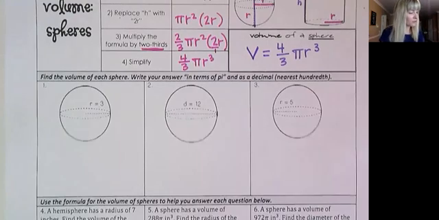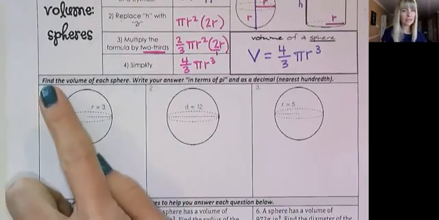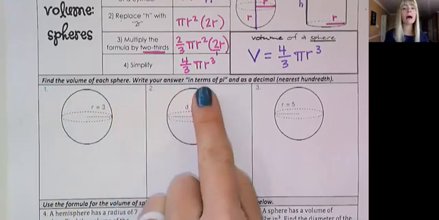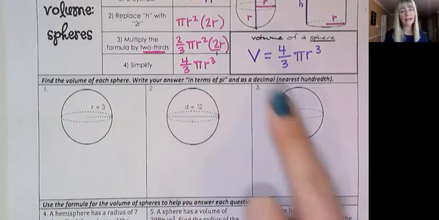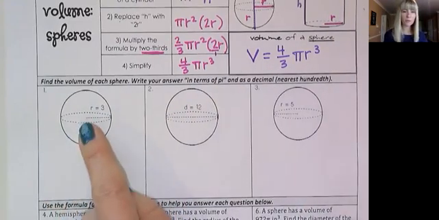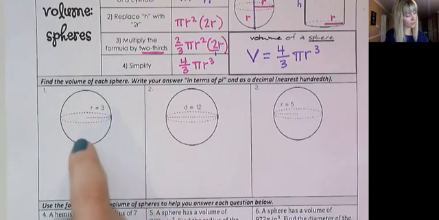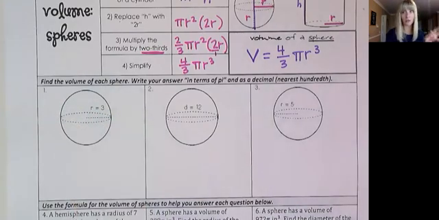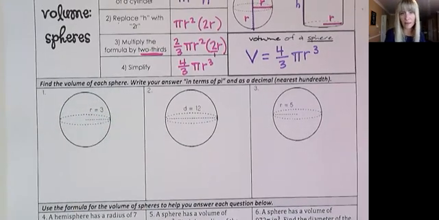All right, so volume of a sphere. Now notice up here it says, find the volume of each sphere. Write your answer in terms of pi. We're going to practice that like before, and as a decimal to the nearest hundredth. So if you're drawing this on your own paper, you can either draw the sphere, which would just be a circle, and then they have a little oval drawn in the middle to show it's actually three-dimensional. That's the only way they're getting that shown there.